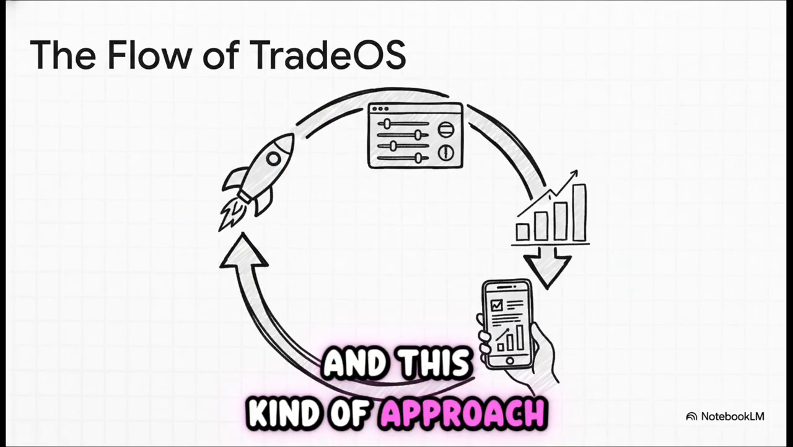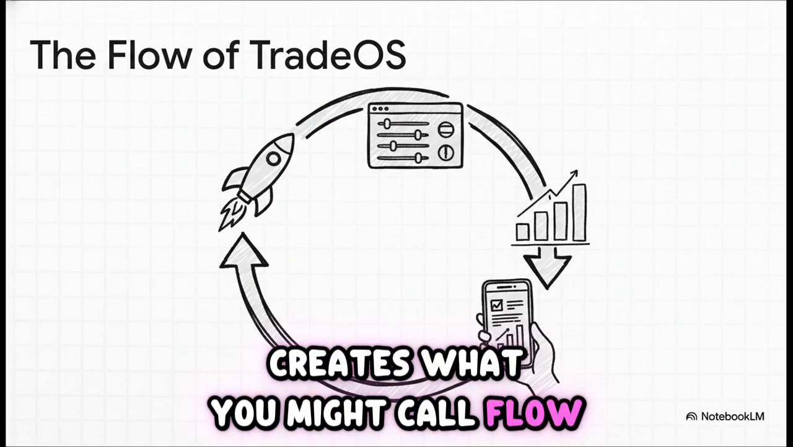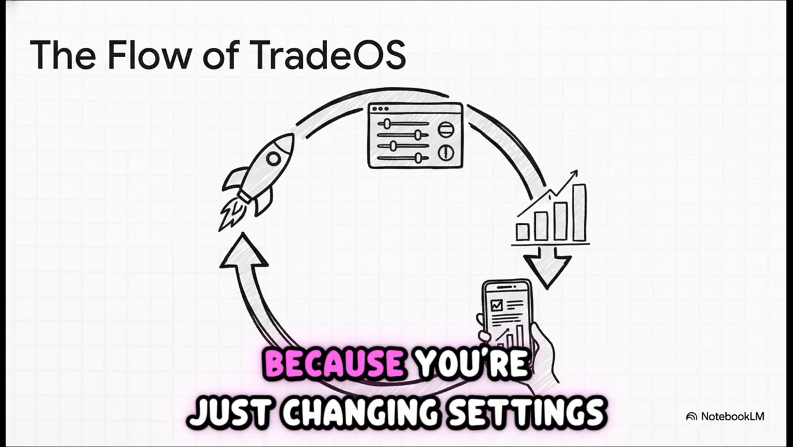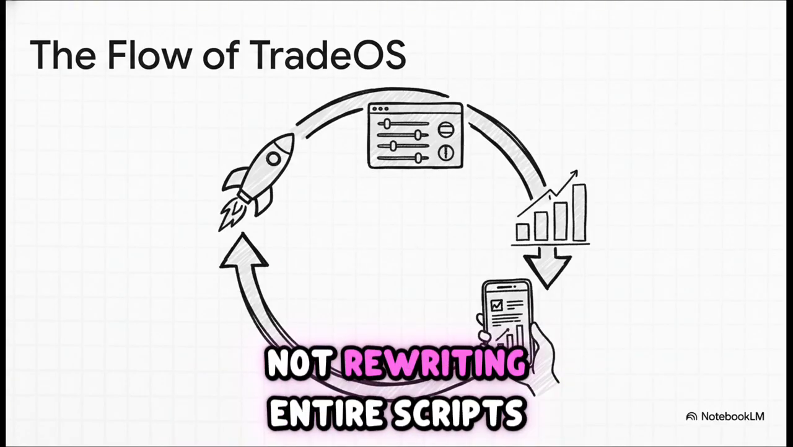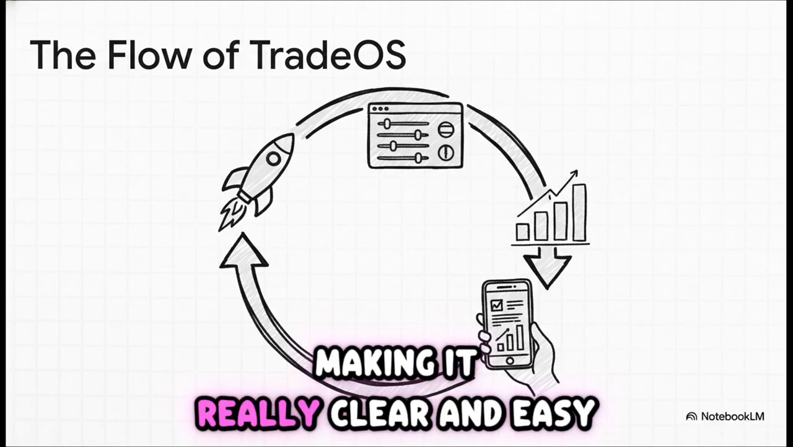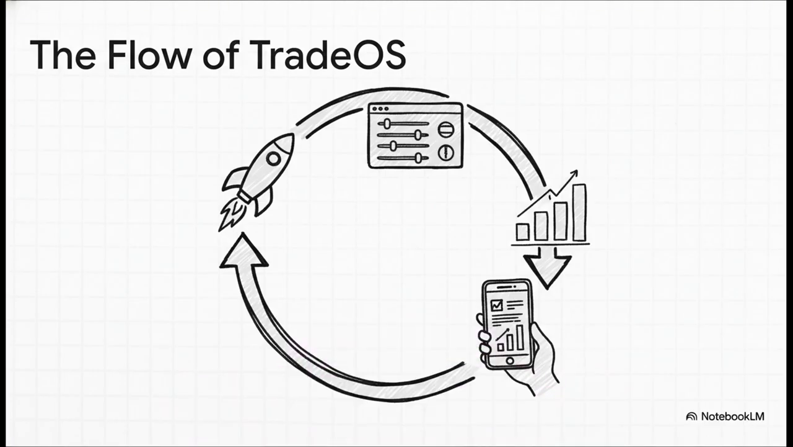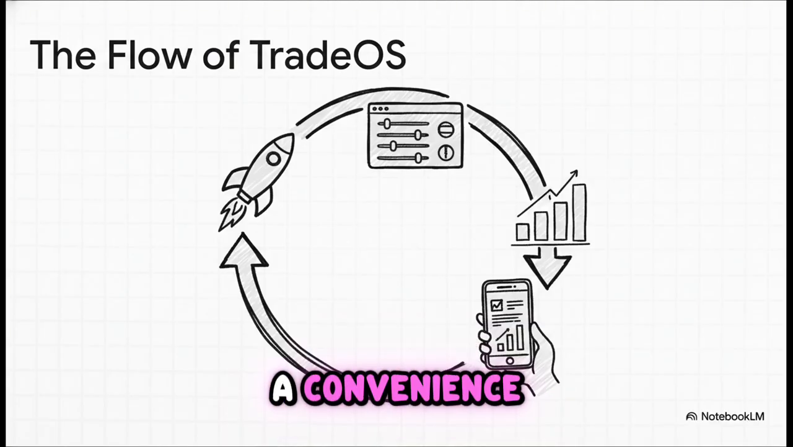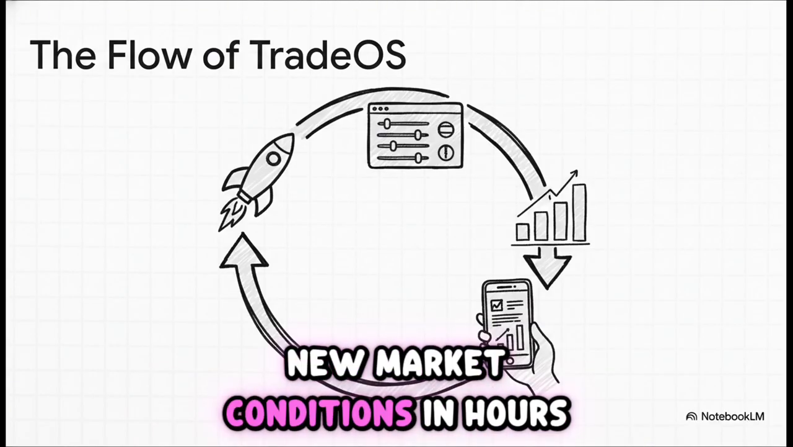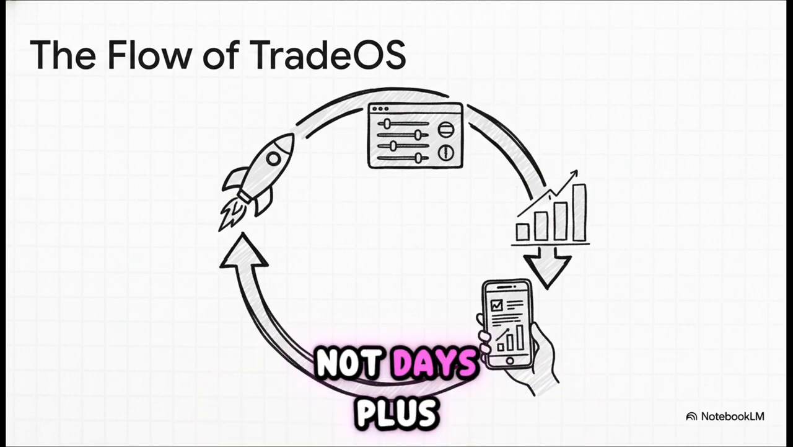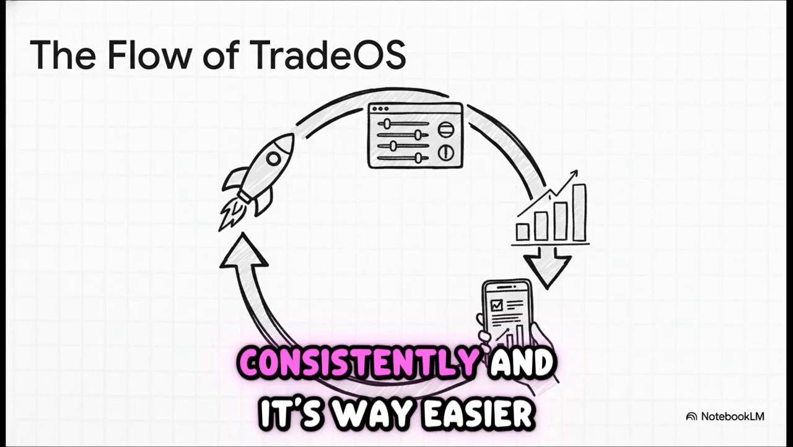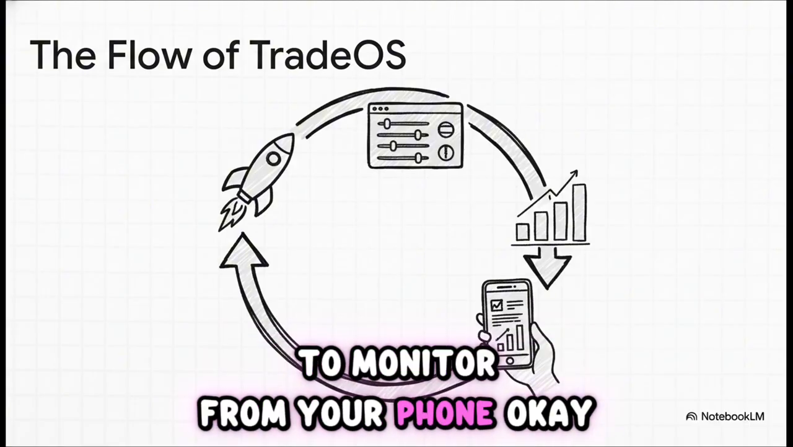And this kind of approach creates what you might call flow. You can test and iterate on your ideas incredibly fast because you're just changing settings, not rewriting entire scripts. Your logic is configured visually, making it really clear and easy to understand. And that speed isn't just a convenience, it's a real strategic advantage. It lets you adapt to new market conditions in hours, not days. Plus, this standardized logic can be slapped onto different assets consistently, and it's way easier to monitor from your phone.